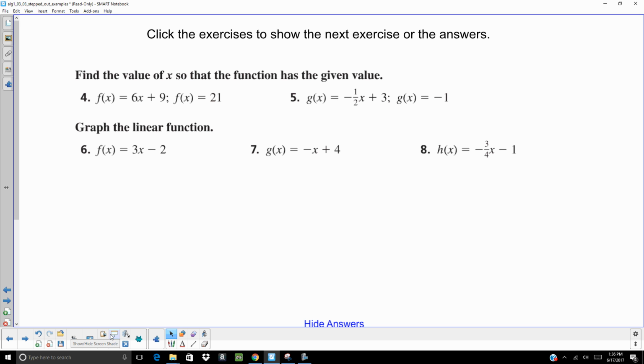All right, there are 5 problems for you to try here. So I would hit pause. Take a second, work these out. I'm going to guess it's going to take 5 or 6 minutes to work these out. Once you have them worked out, check your answers.